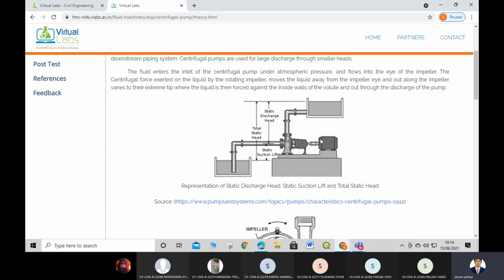Then here we have a pump setup. This is known as the centrifugal pump. In the centrifugal pump, if you see the component parts, basically there is a suction pipe, and inside this there is an impeller. The impeller is the rotating part. Then we have a casing, okay.